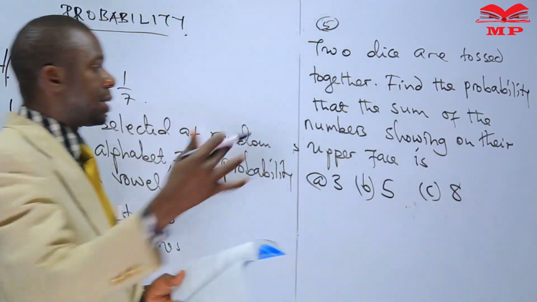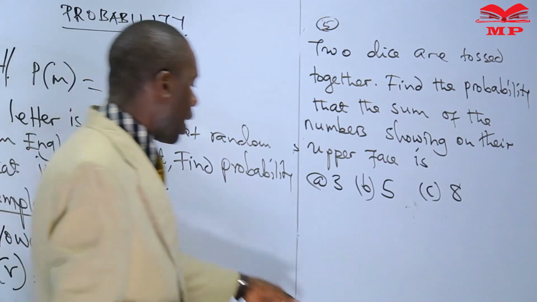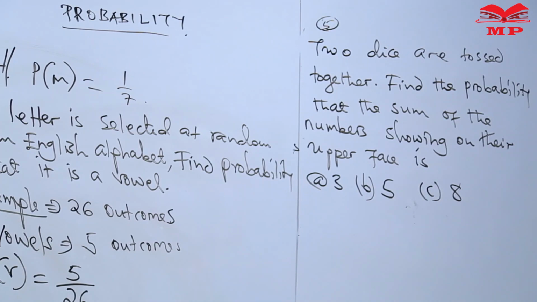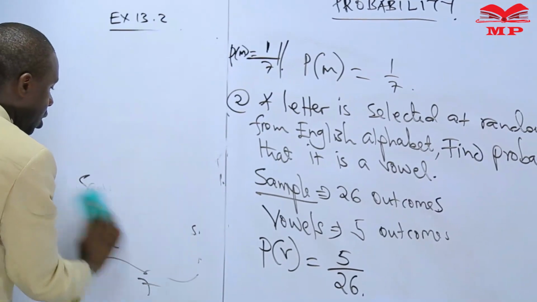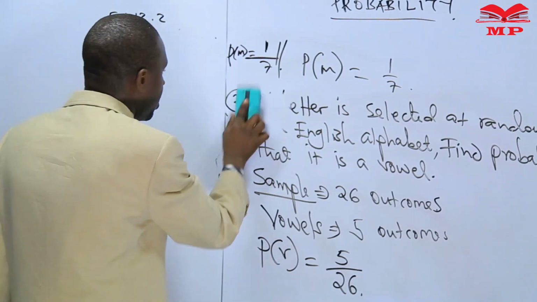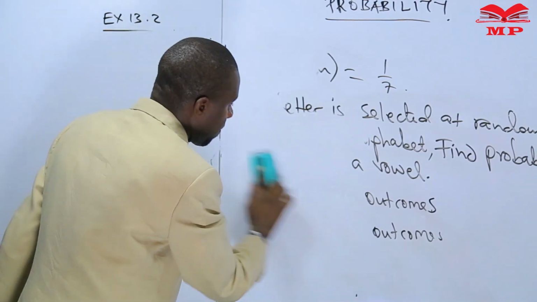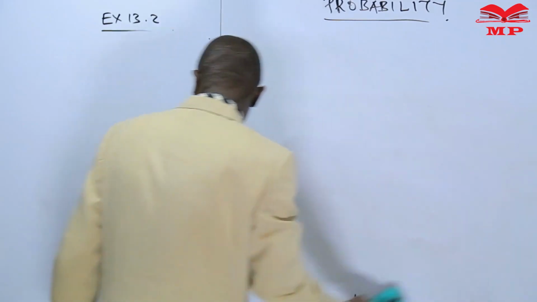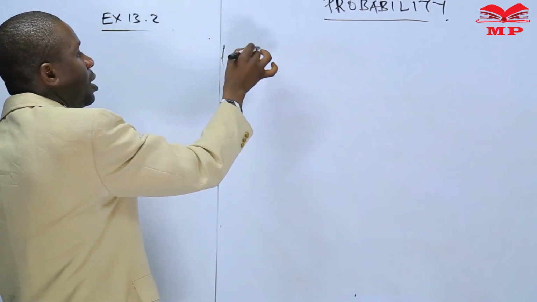So we want to see the sum, and we want to find the probability that the sum of those will be either 3, 5, or 8. So allow me to clean this so that we are able to see how this is going to happen. Now the space here is a little bit larger. We can work with this.